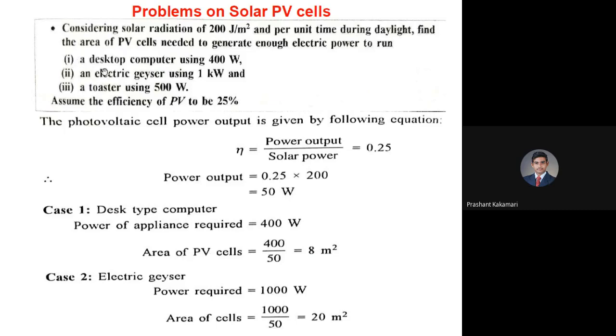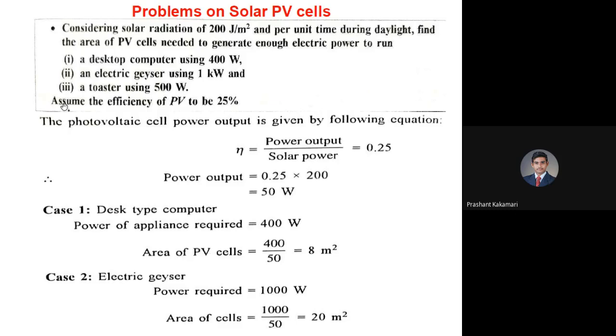So the first one is a desktop computer using 400 watt. To run this desktop, what is the area of the PV cell required? That we need to find out. Next case is an electric geyser using 1 kilowatt power. For that, what is the area of the cell required? That you have to find out. Third device is a toaster using 500 watt. These are the three devices they have given separately. For each individual device, what is the area of the PV cell required?